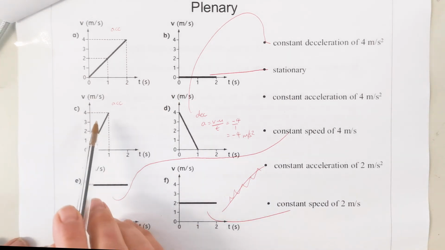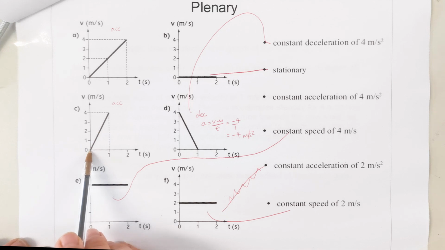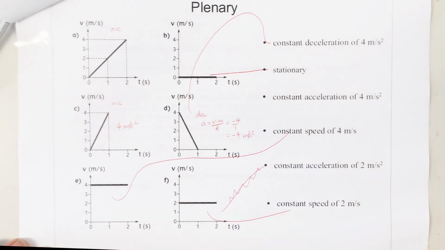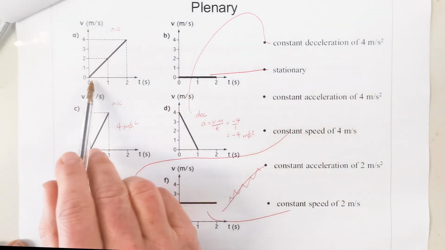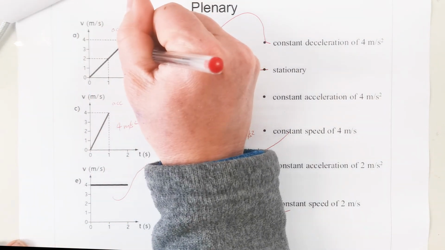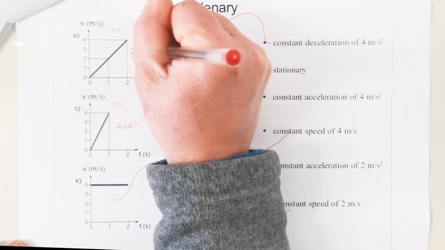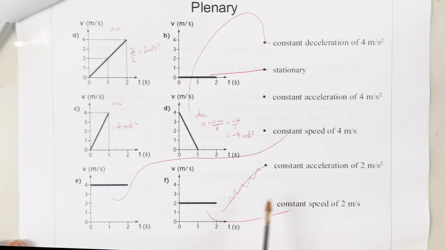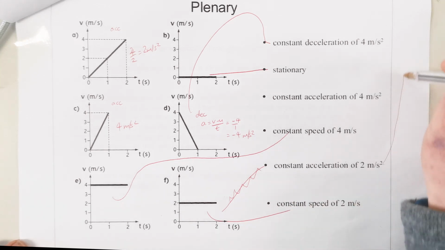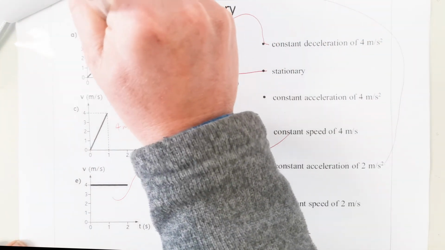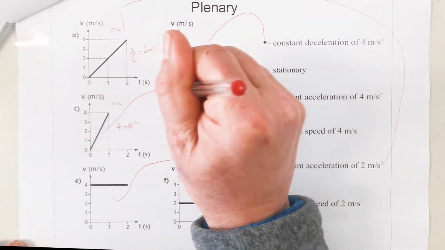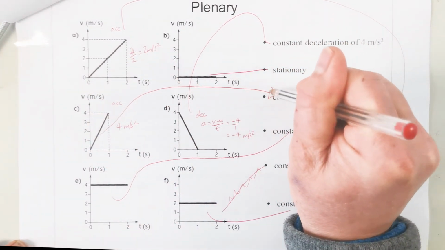This one is doing, it's increased by 4 in 1 second, so that's 4 meters per second squared, and this one's increased by 4 in 2 seconds, so that's 4 over 2, which is 2 meters per second squared. So that's that one. And constant acceleration of 4 is that one.